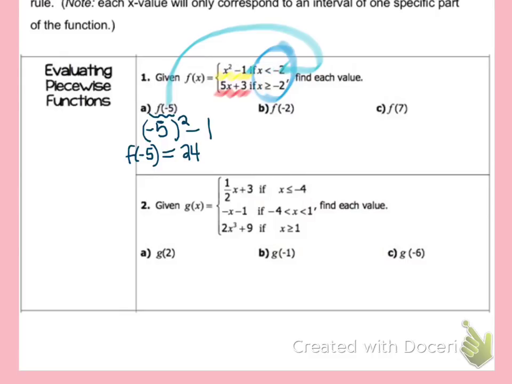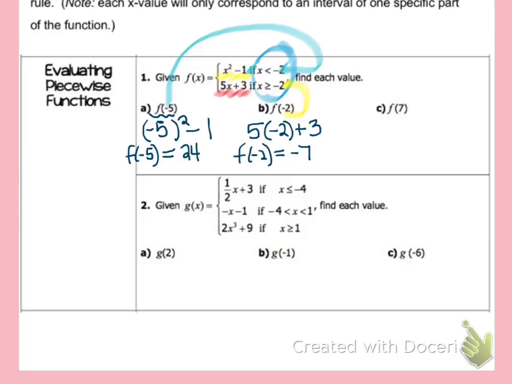Now if I wanted to find f of -2, it's actually right on the boundary between these two, so it's a little bit tricky which one you use. You have to look at, is -2 less than -2, or is it greater than or equal to -2? Of course it's equal to -2, so I would have to use the second piece of the function, and substitute -2 in for x in that second piece. So f of -2 would be 5 times -2, which is -10, plus 3, and that's -7.